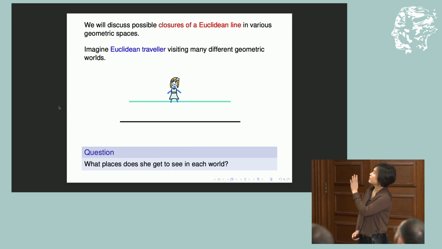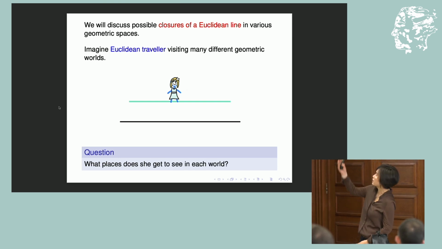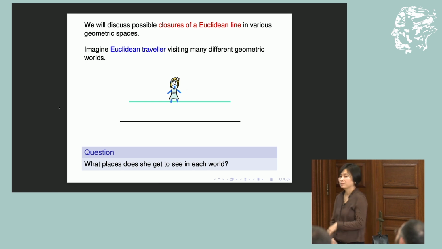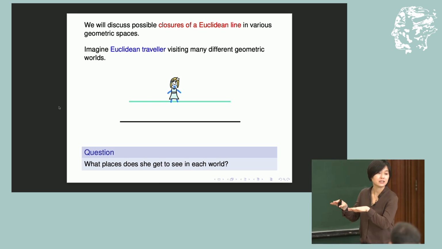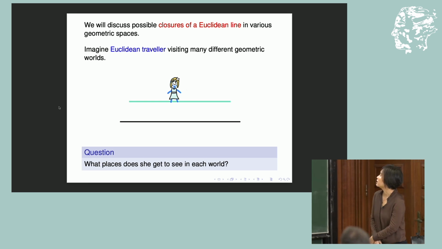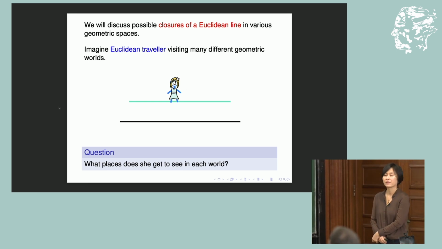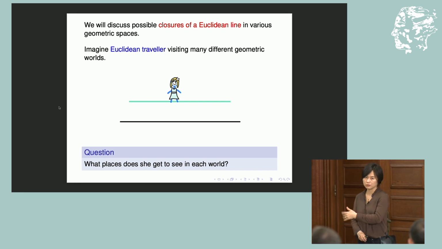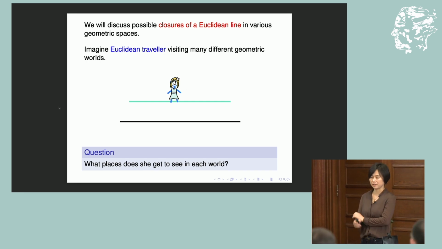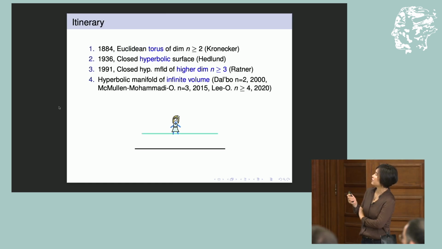So we'll imagine a Euclidean traveler. She's our Euclidean traveler. And by Euclidean traveler, I mean that she's going to travel along a Euclidean line, visiting many different geometric worlds. And our question will be, what places does she get to see in each of these geometric worlds? And here is her itinerary.